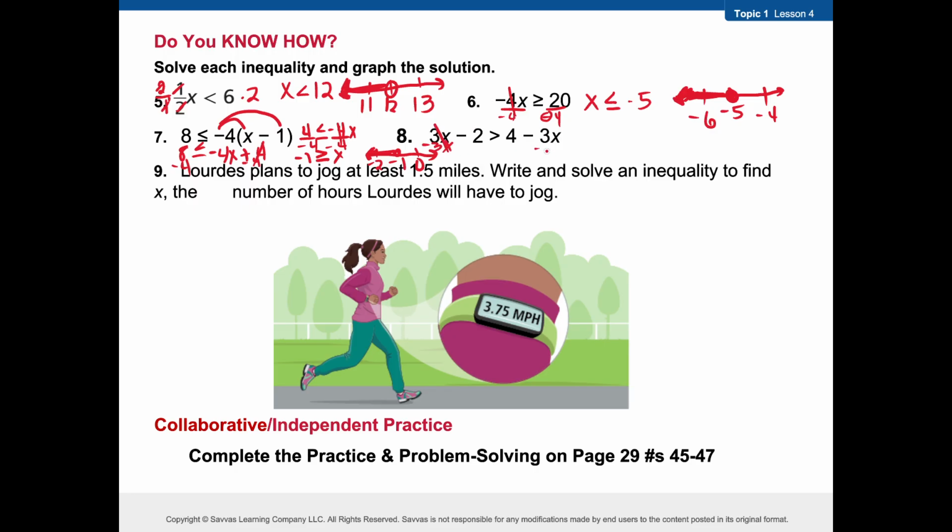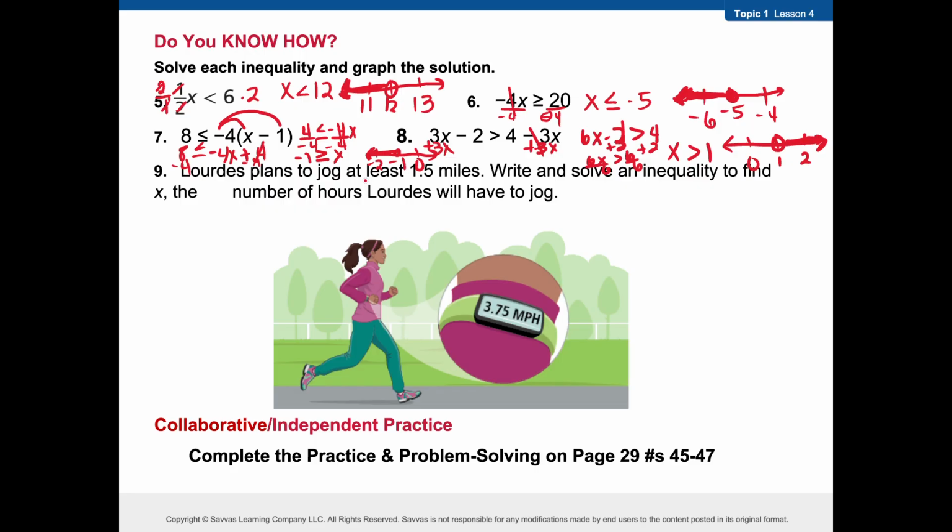Number 8, subtract 3x. I would have gotten rid of the smaller one, so I would have added 3x. It does not matter, but positive numbers are your friends. 6x minus 2 is greater than 4. Add 2 to both sides. 6x is greater than 6. Divide by 6, and x is greater than 1. That should have an open circle. Numbers greater than 1 are 2, 3, and above, so to the right.